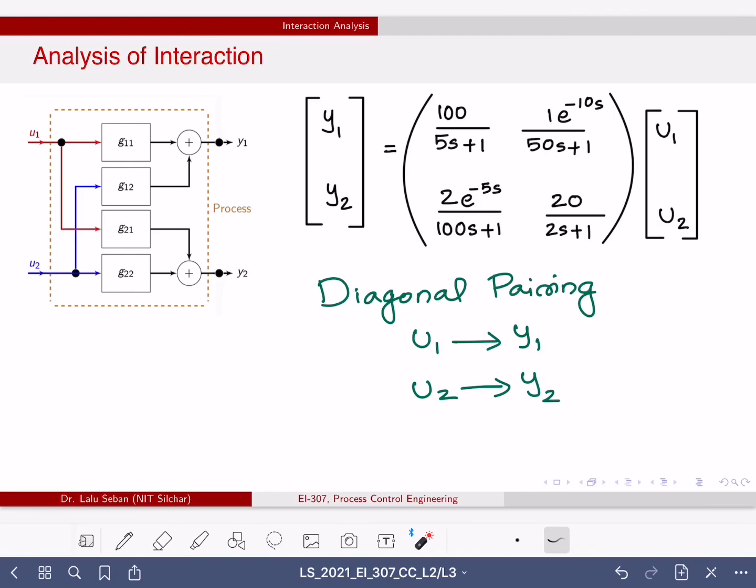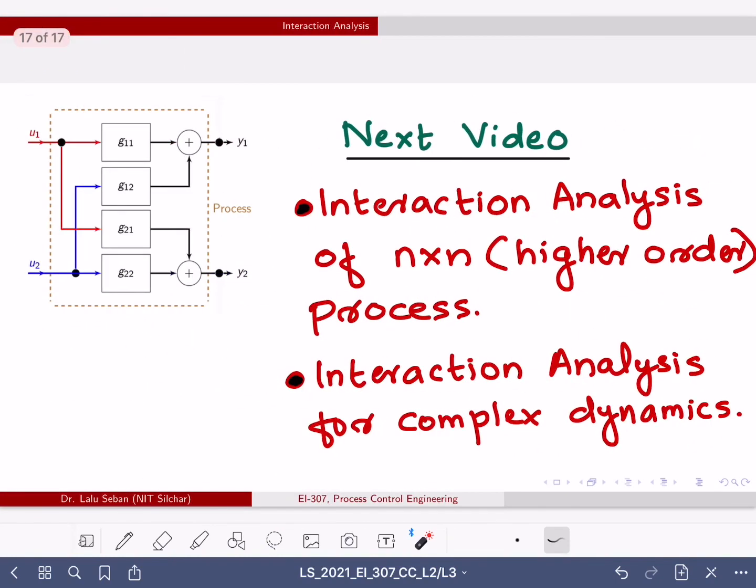What if you have a much more complex transfer function? What if you have a higher number of inputs and outputs, instead of 2 by 2? That we will discuss in the next class. We will see how interaction analysis can be computed also.